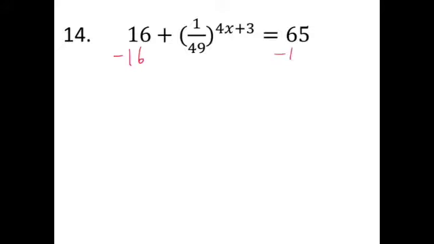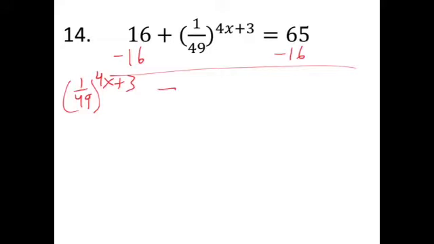16 from both sides. Left side I'm looking at 1 over 49 to the 4x plus 3rd power, and on the right side I am looking at 49. Well, 49 would be the same thing as 1 over 49 to the negative 1 power. Which you can also write as just 1 over 49, the whole thing, to the negative 1 power.